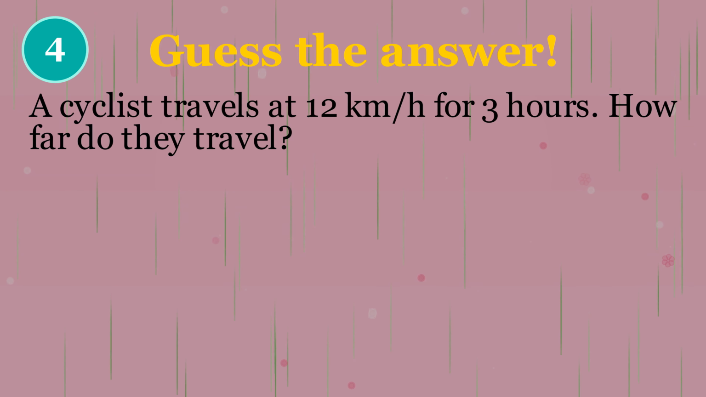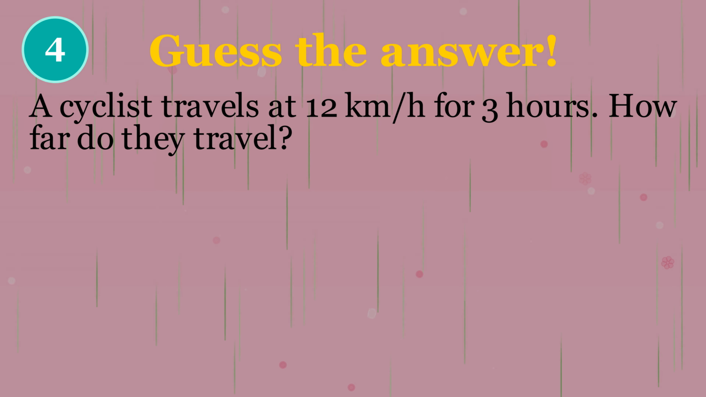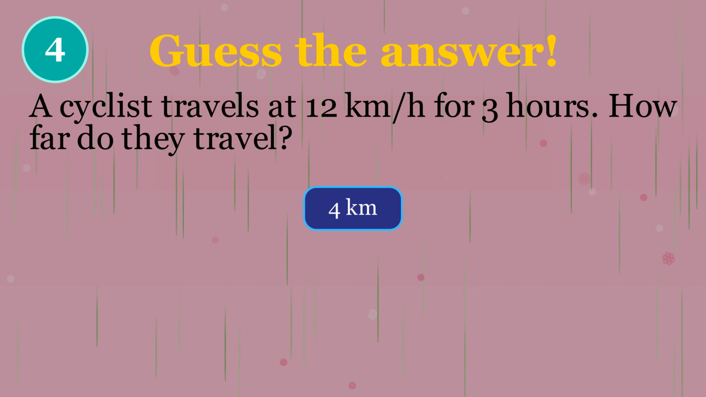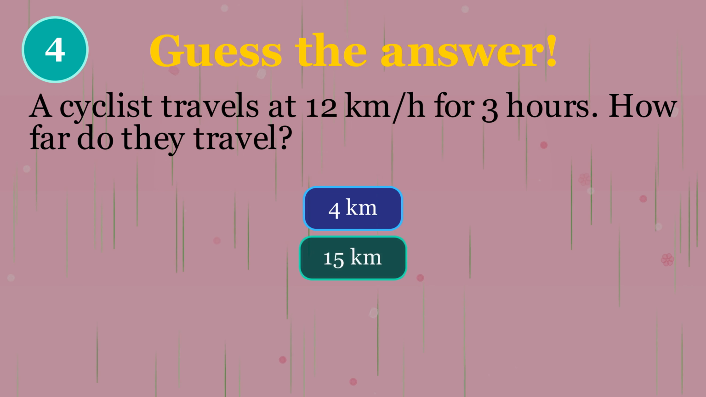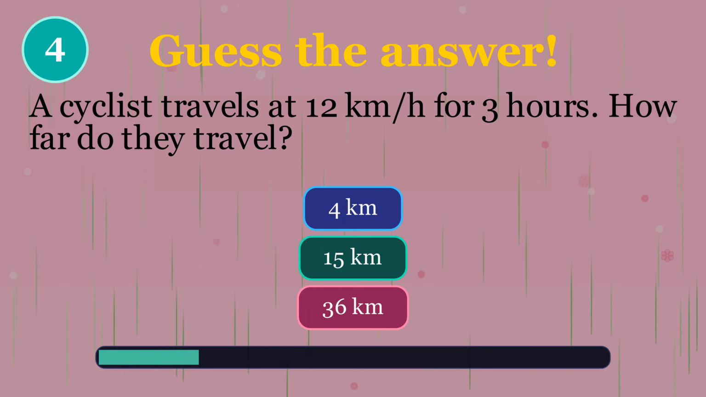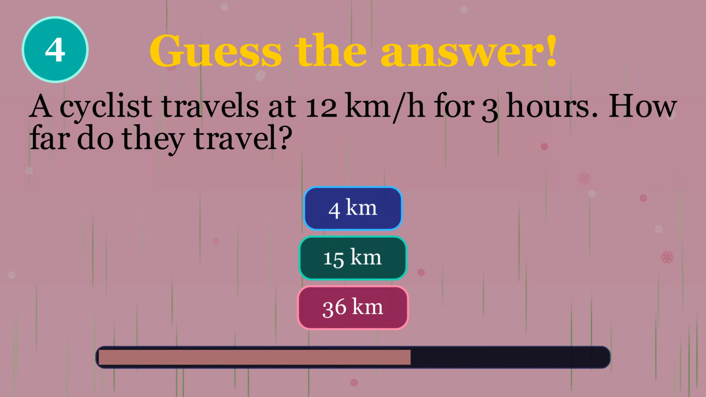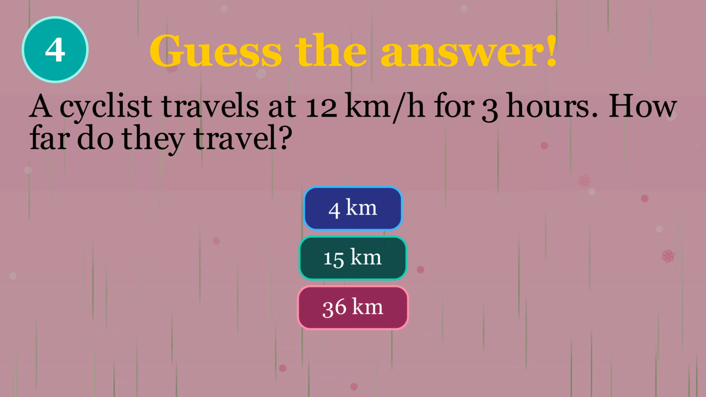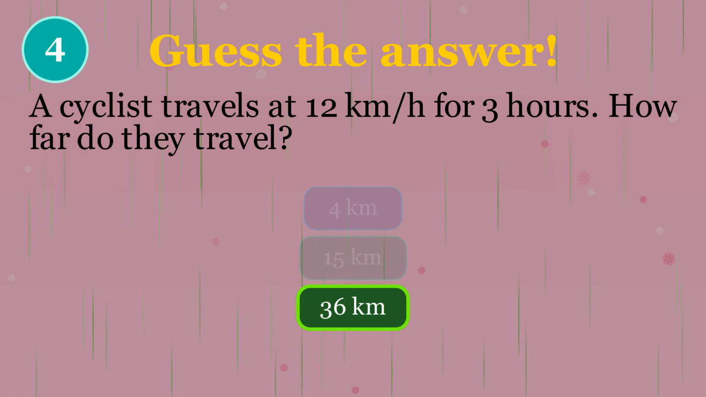A cyclist travels at 12 kilometers per hour for 3 hours. How far do they travel? 4 kilometers. 15 kilometers. 36 kilometers. The correct answer is 36 kilometers.